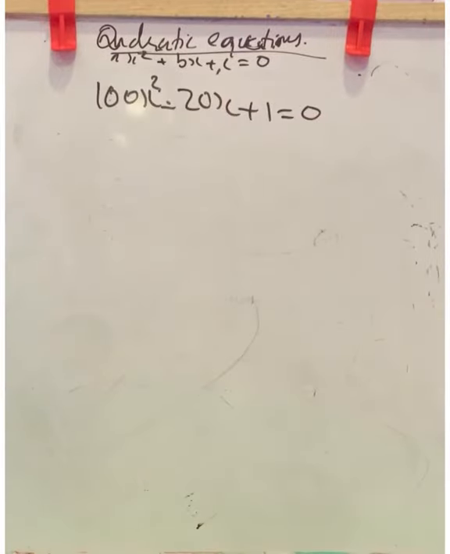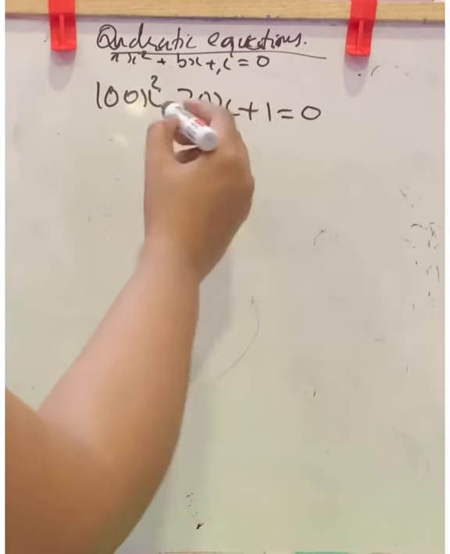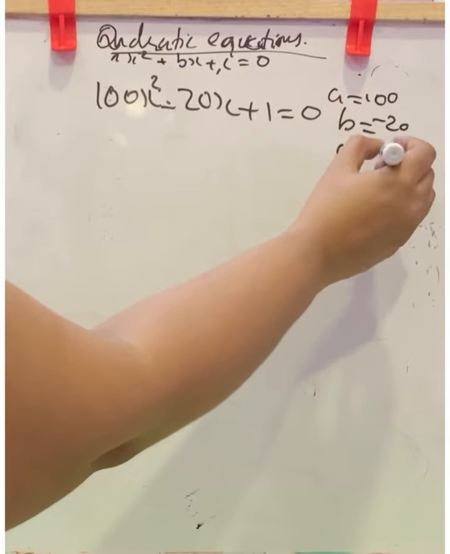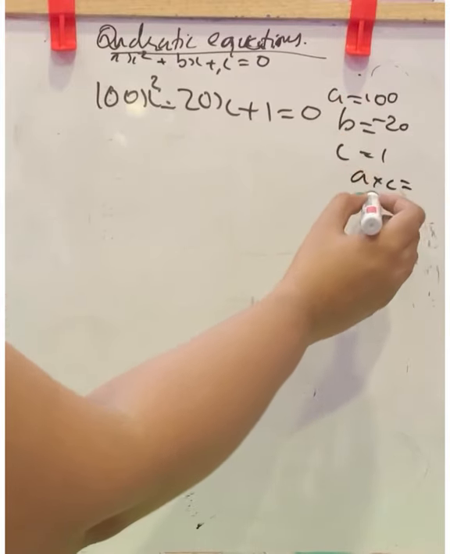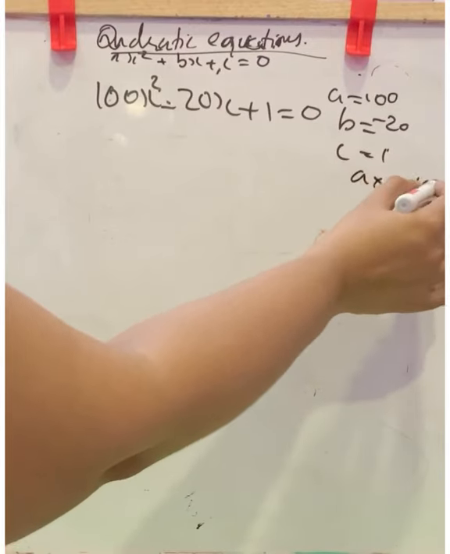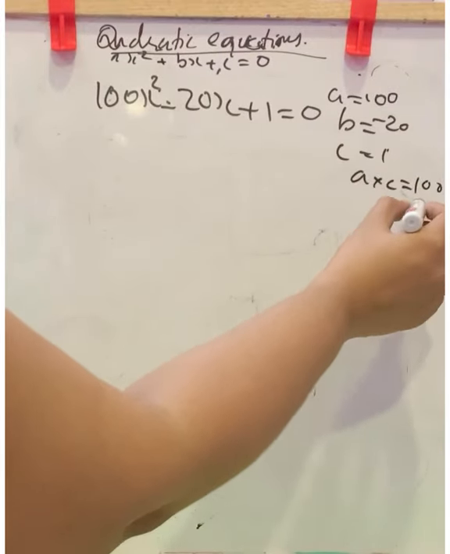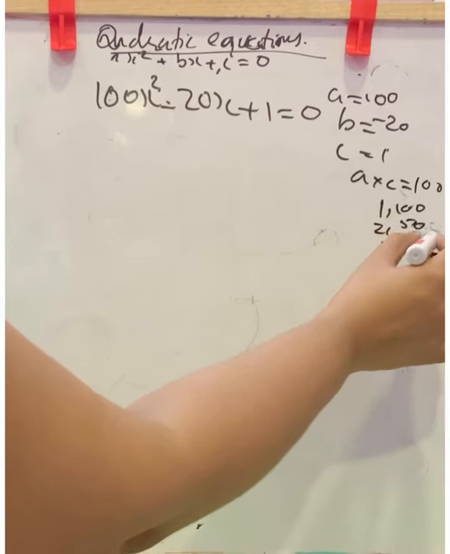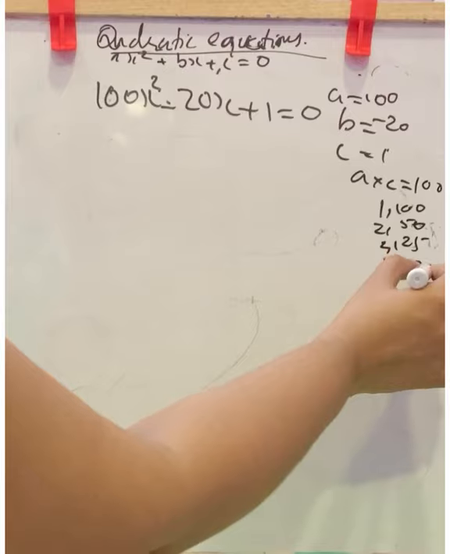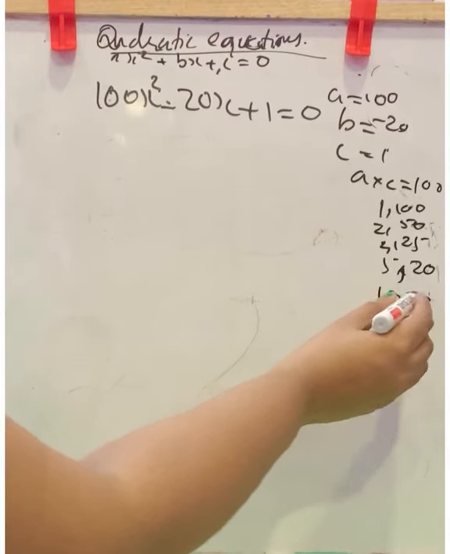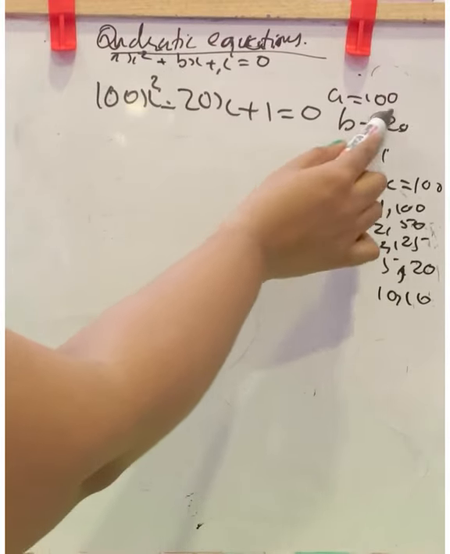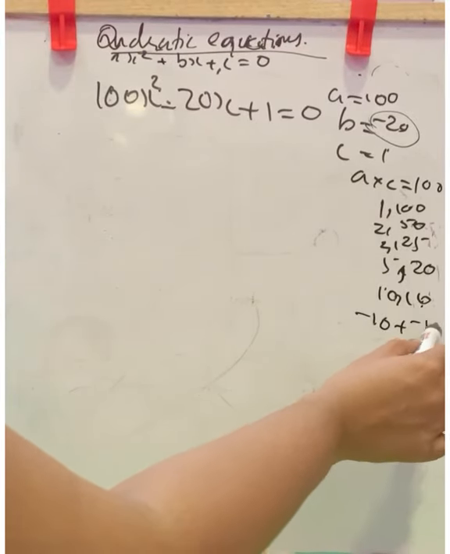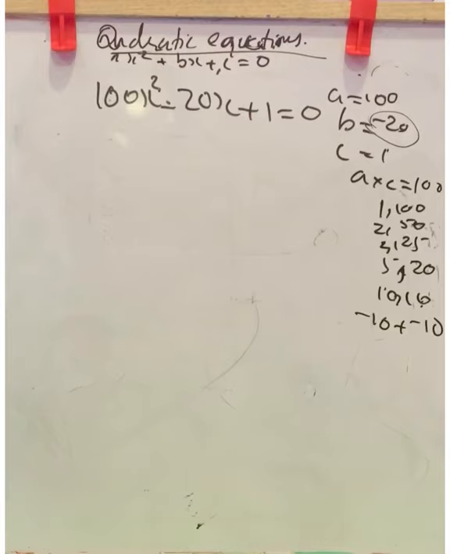Next question, 100x square minus 20x plus 1. Here A is 100, B is minus 20, C is 1. A into C is 100 into 1, that is 100. Factors are 100 ones are 100, 2 50s are 100, 4 25s are 100, 5 20s are 100, 10 10s are 100. Now check which is matching with B. Minus 20, 10 and 10, right? Minus 10 plus minus 10, you will get minus 20.